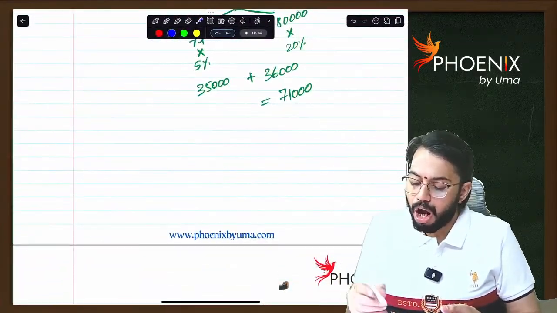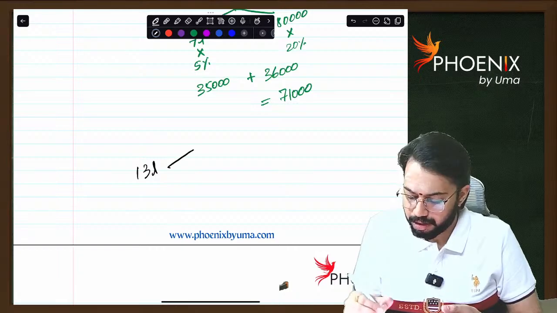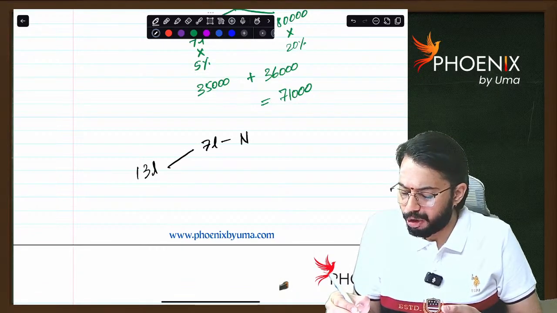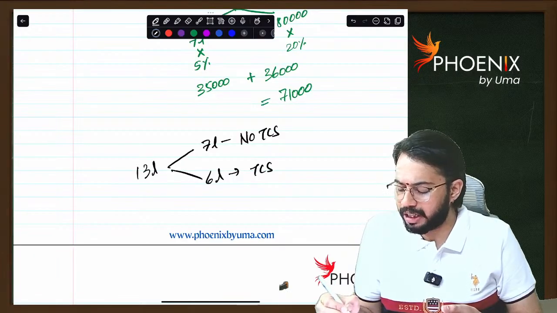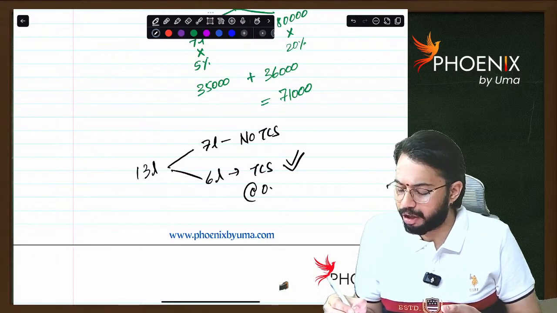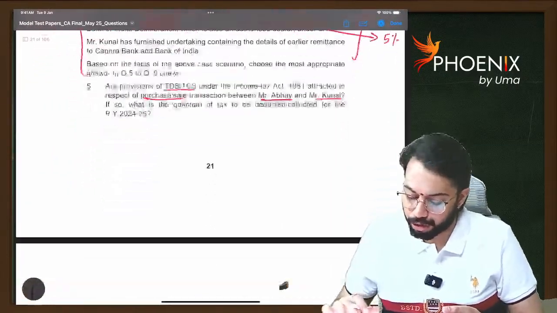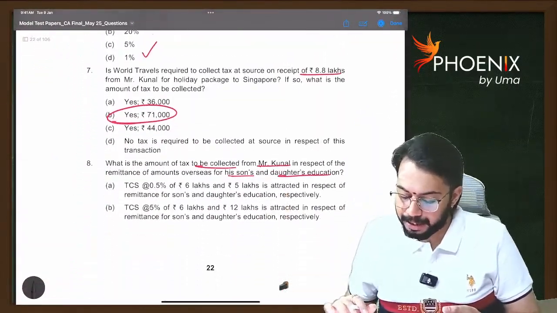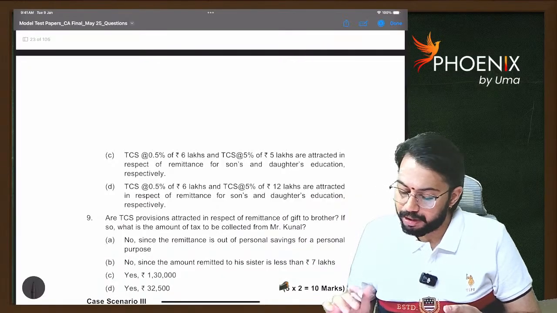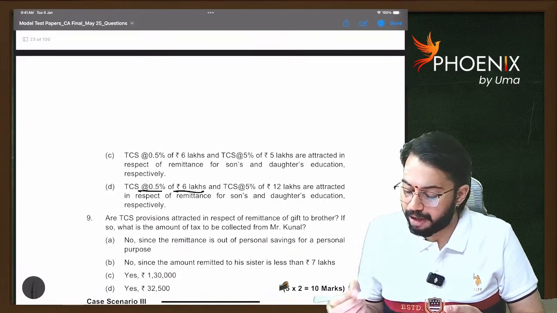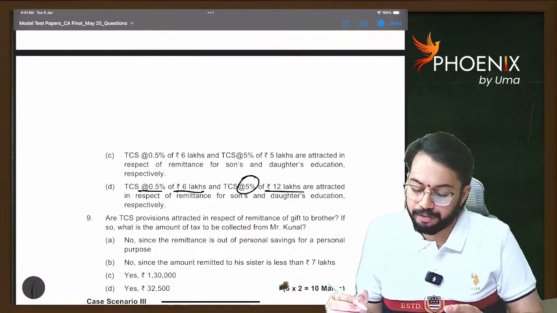So, out of 13 lakh rupees, 7 lakh rupees, no TCS. Whatever balance 6 lakh rupees is there, on that TCS will be collected at the rate of 0.5% as it is remitted out of education loan. So on 6 lakh rupees TCS will be collected at the rate of 0.5%, and on 12 lakhs TCS will be collected at the rate of 5%.